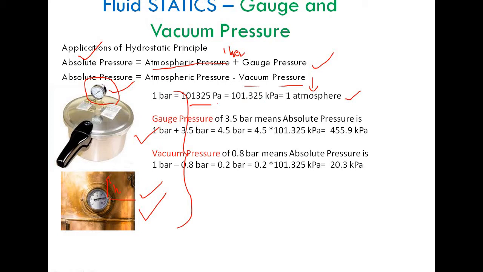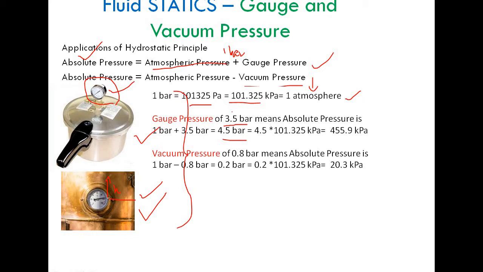And in kilopascals, you have 101,325 divided by 1000, that is 101.325 kilopascal, or approximately 100 kilopascal is 1 bar. Okay. And suppose the gauge pressure is 3.5 bar, then what is absolute pressure? It is 1 bar plus 3.5 bar, that will give you 4.5 bar.